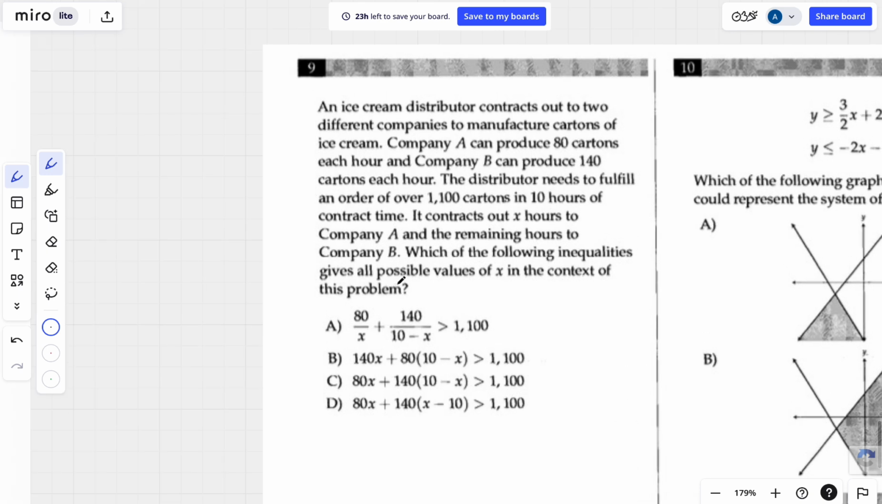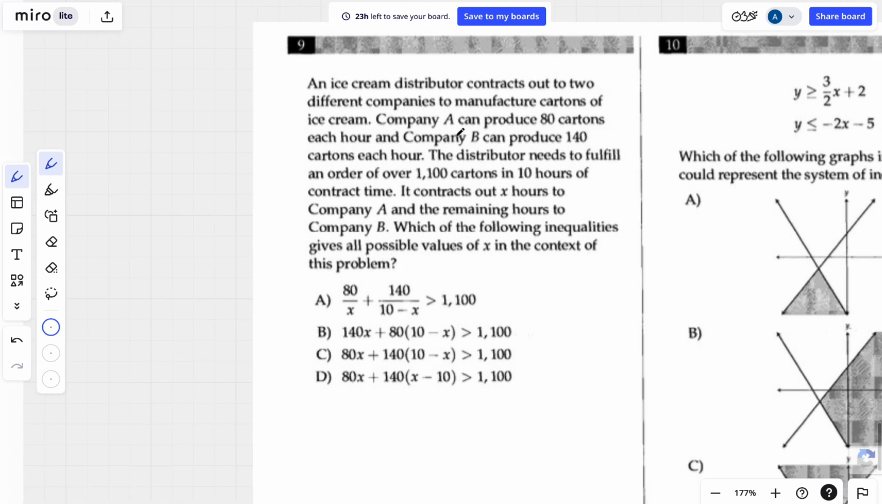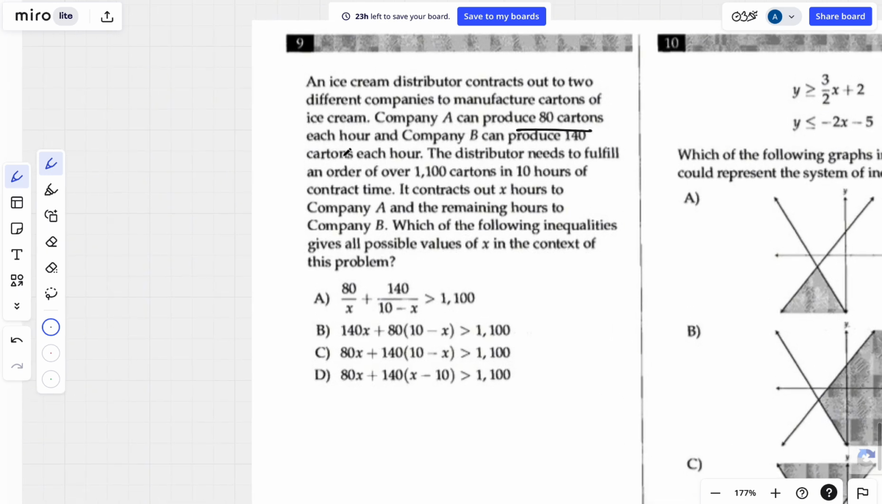Question 9, we have that company A can produce 80 cartons each hour, and company B can produce 140 cartons each hour. We have 1100 cartons in total. It says it should be over 1100, so it's greater than, that's fine, in 10 hours. So in total we have 10 hours. It takes X hours for company A and the remaining hours for company B. So company A can produce 80 cartons in X hours, so we'll multiply them together, 80X, that's for company A.